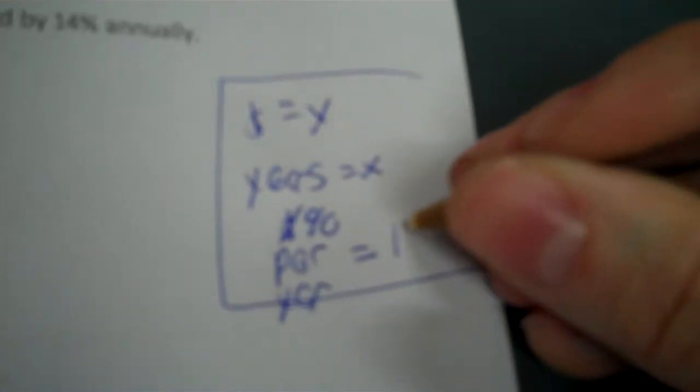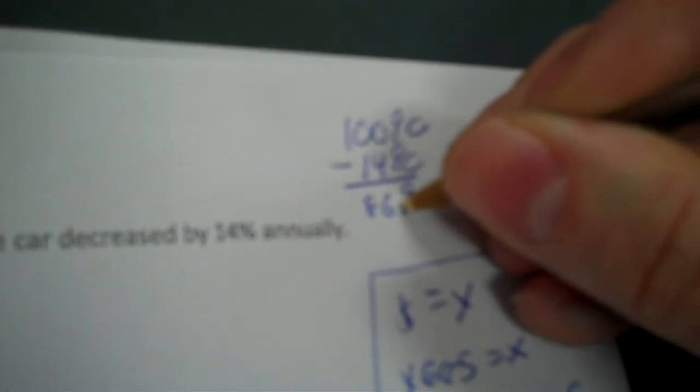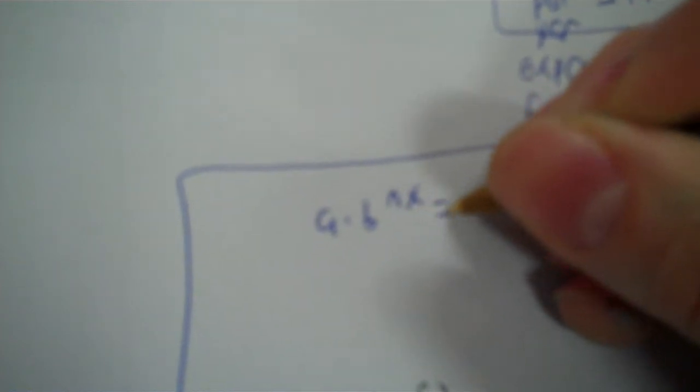So the percent's 14%. So that tells me we have an exponent function, and I got to know the factor if it's an exponent function. So I take 100% minus 14%. Now I'm minusing because it decreased instead of adding it. Other than that, it's the same thing. 86%. So 0.86 is my exponent factor. So what do I do with an exponent factor? I put it into A times B to the X power equals Y.